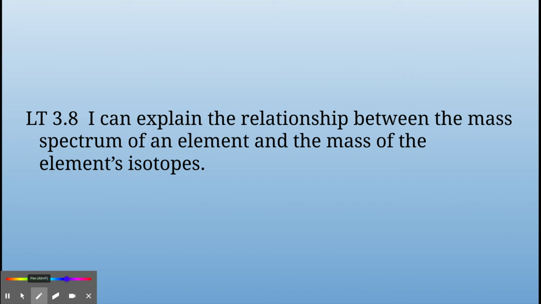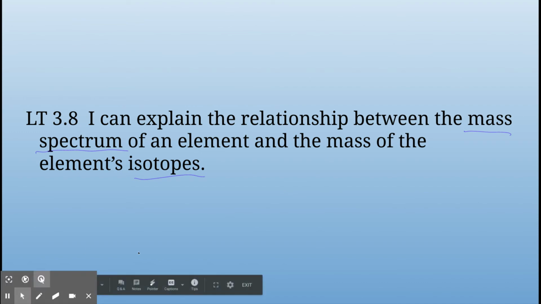Today's lesson is learning target 3.8: you can explain the relationship between the mass spectrum of an element and the mass of the element's isotopes, something that we talked about in the previous lesson. So let's get started.